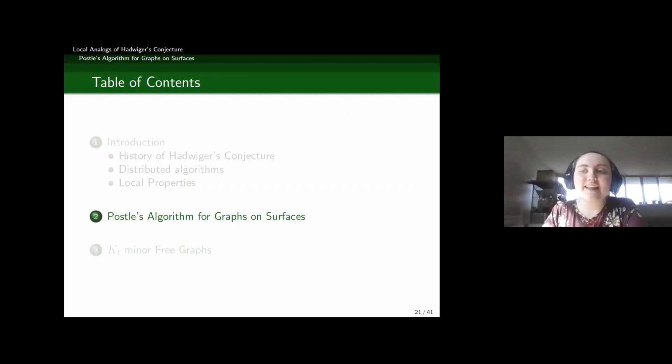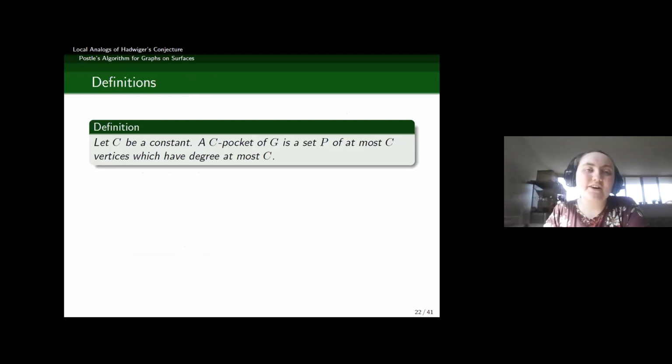Okay, so our algorithm is actually just Postle's algorithm with a couple of tweaks. So we'll first go over that real quick. So we need a couple definitions. If C is a constant, a C-pocket of G is a set P of at most C vertices which have degree at most C. And this degree is the degree in the graph, not just the degree in the pocket, because otherwise it would be completely trivial.